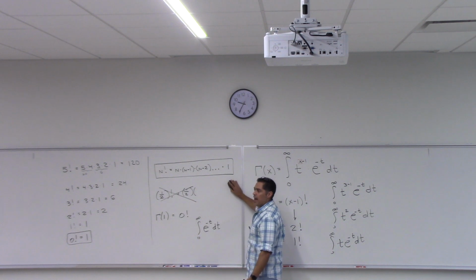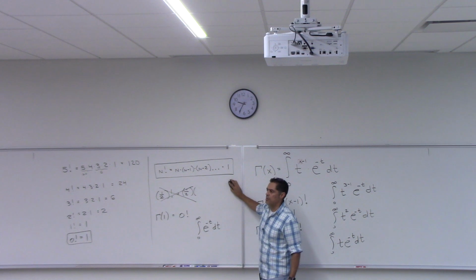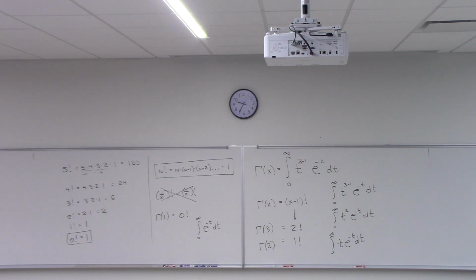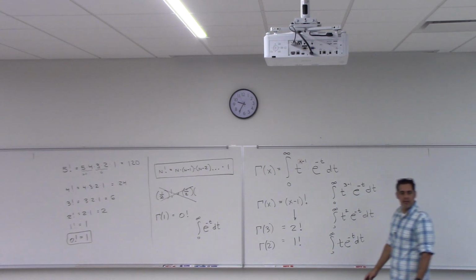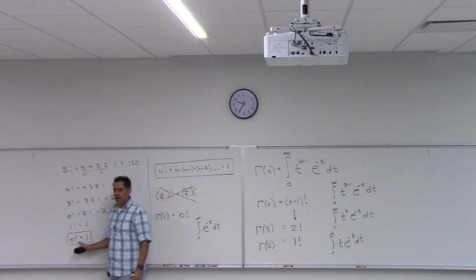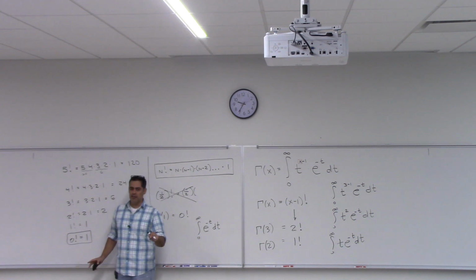Right? And if you do that, guess what we're going to get? One. We get 1. And that's why 0 factorial is 1. The reason 0 factorial is 1 is because gamma of 1 is 1.